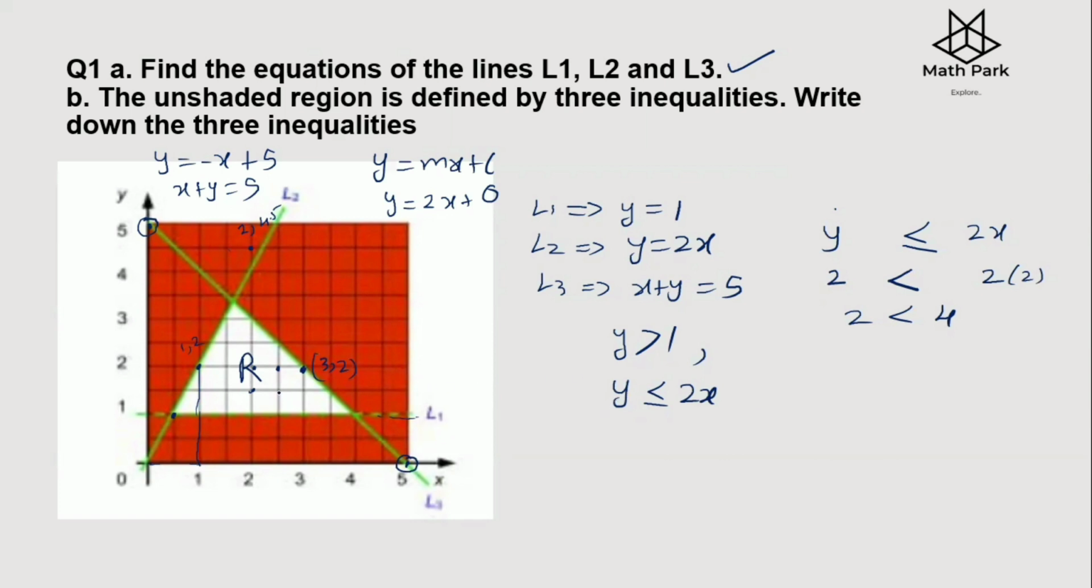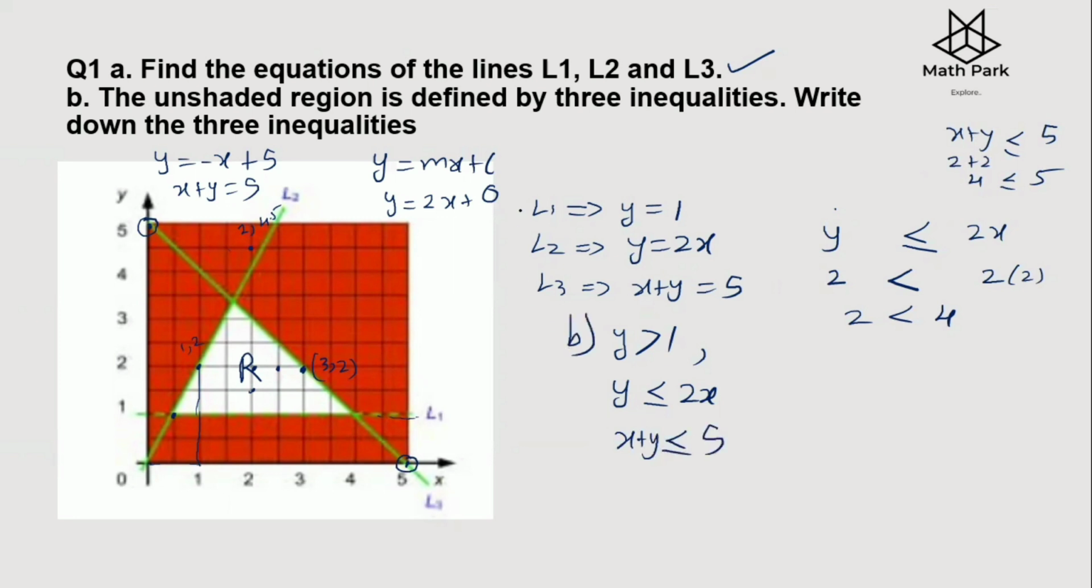If I take another point in this region, say 2, comma 2, and substitute in x plus y, we have to find whether it is less than or equal to 5. If we put x is equal to 2 and y is equal to 2, 2 plus 2 is 4, and 4 is less than or equal to 5. So the third inequality that we get here is x plus y is less than or equal to 5. Got it?